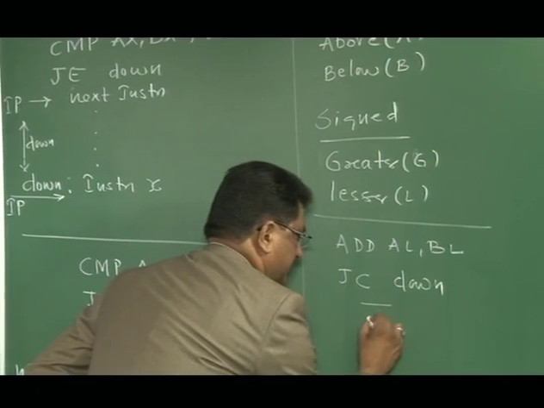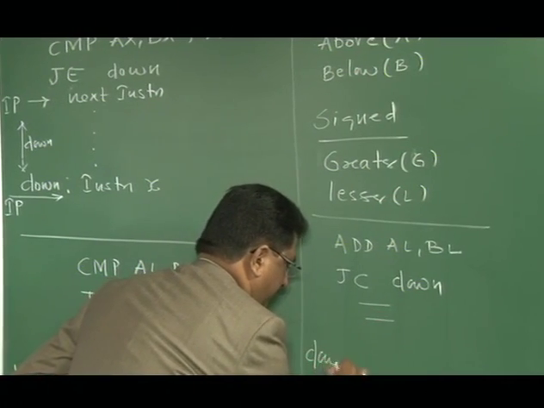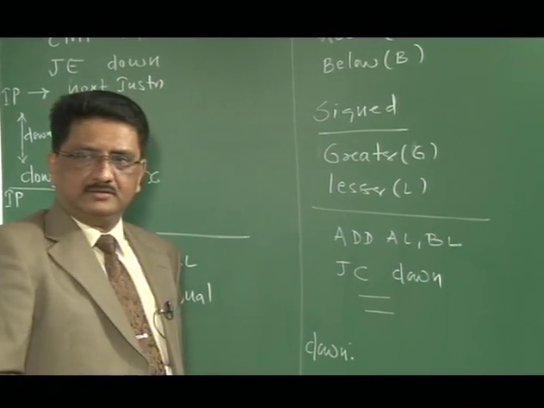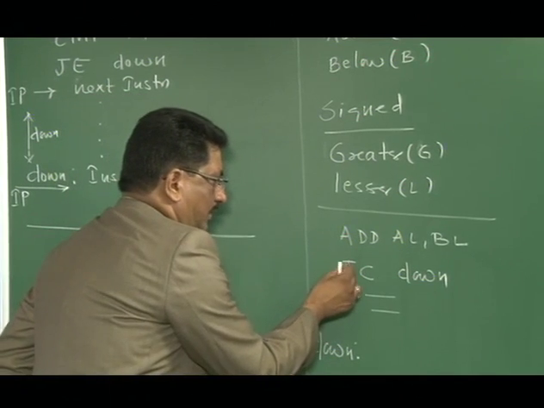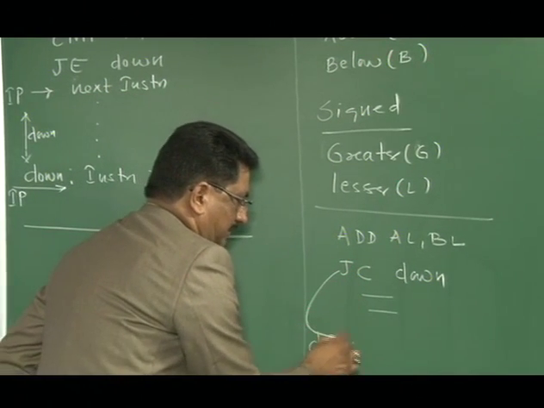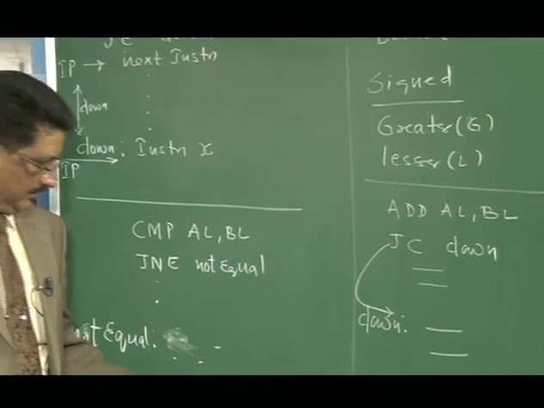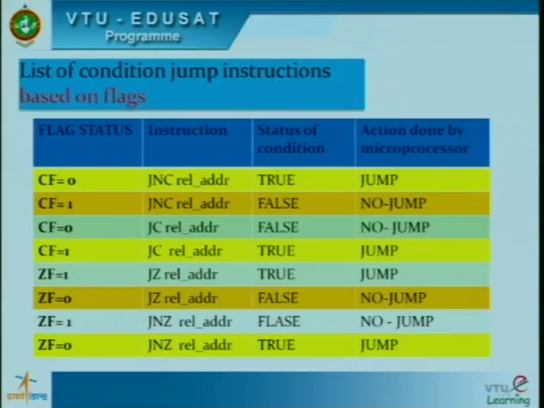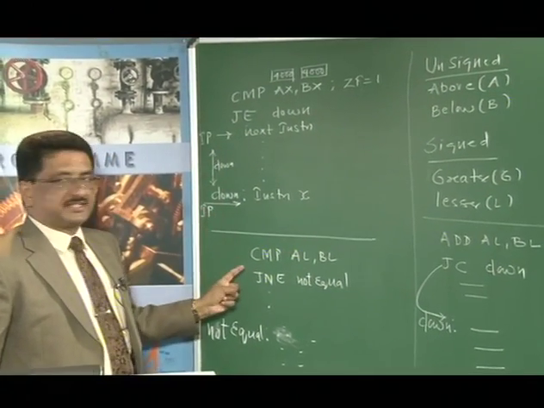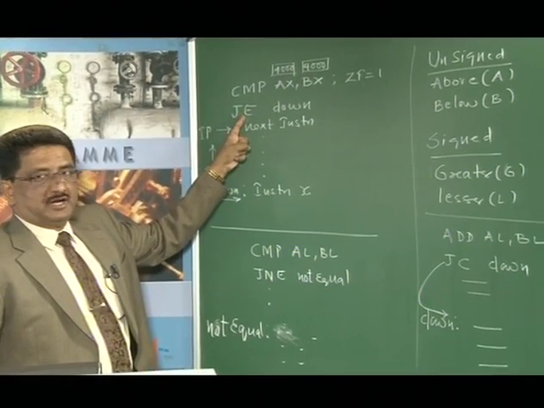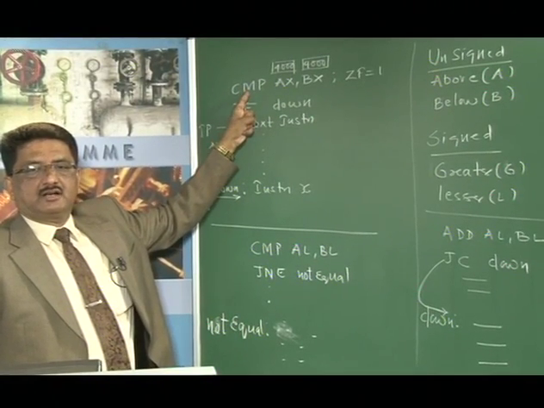So I have some instructions here. Now down is somewhere here. So if the condition is true, then automatically the processor comes and executes the instruction present here. Remember my dear students, if you check all these examples, all of these branching instructions have been used after an arithmetic or logical operation.